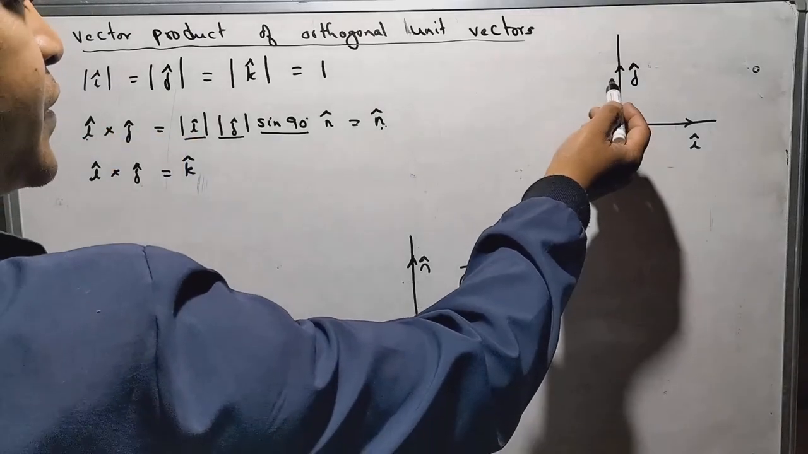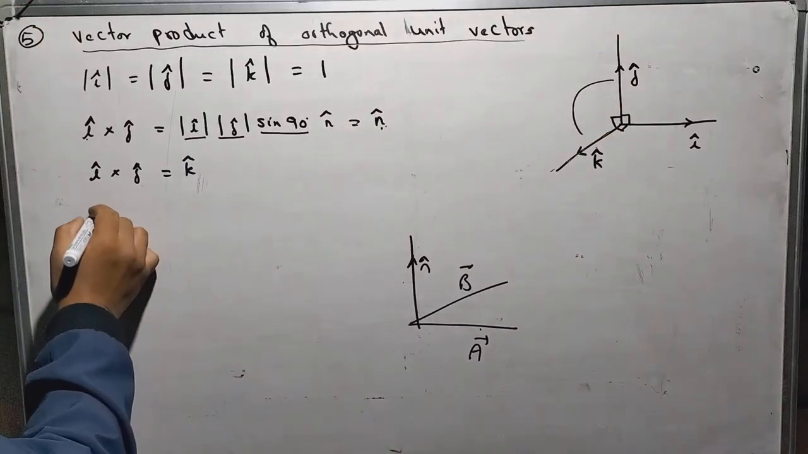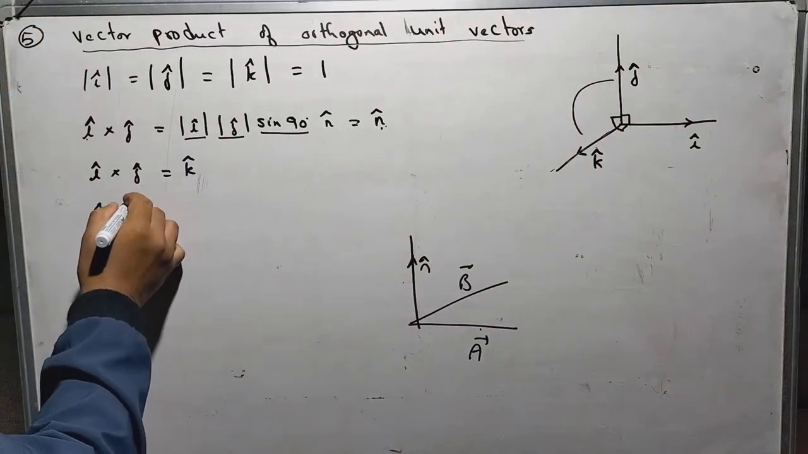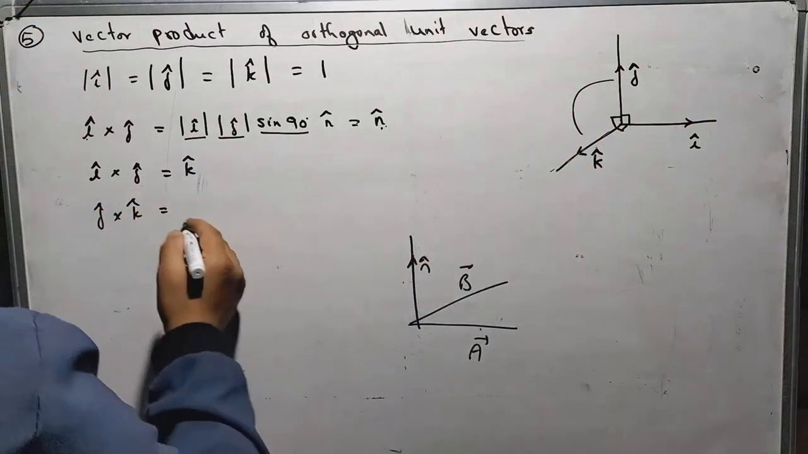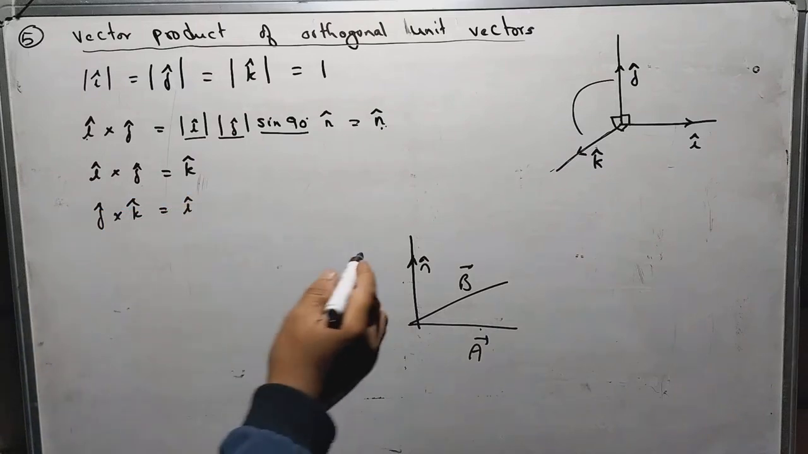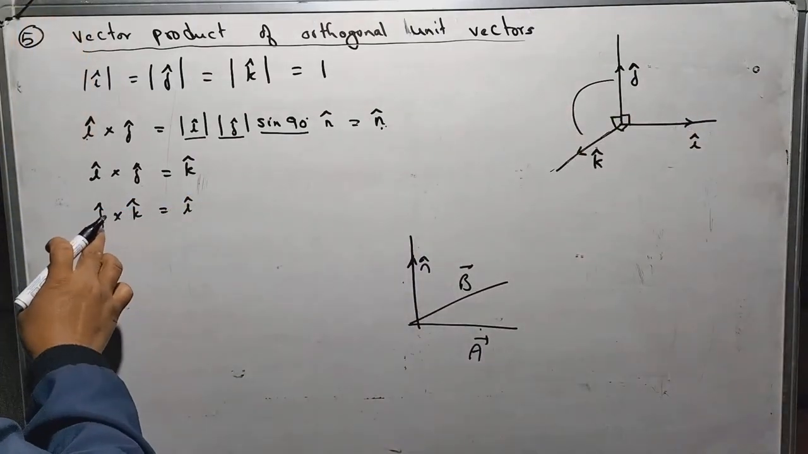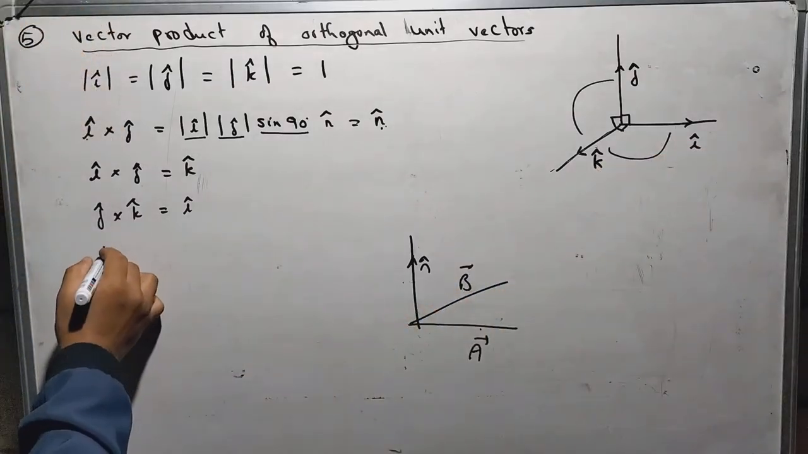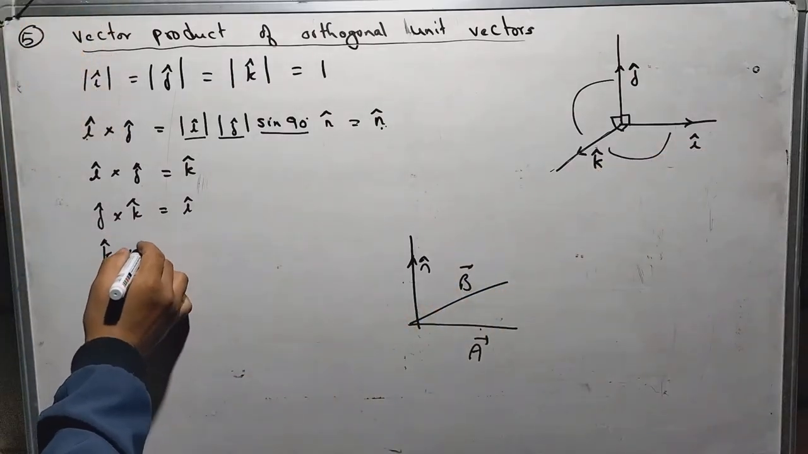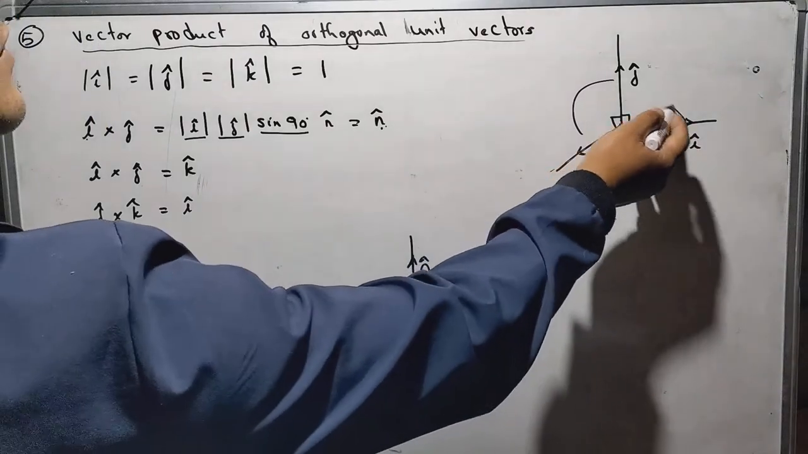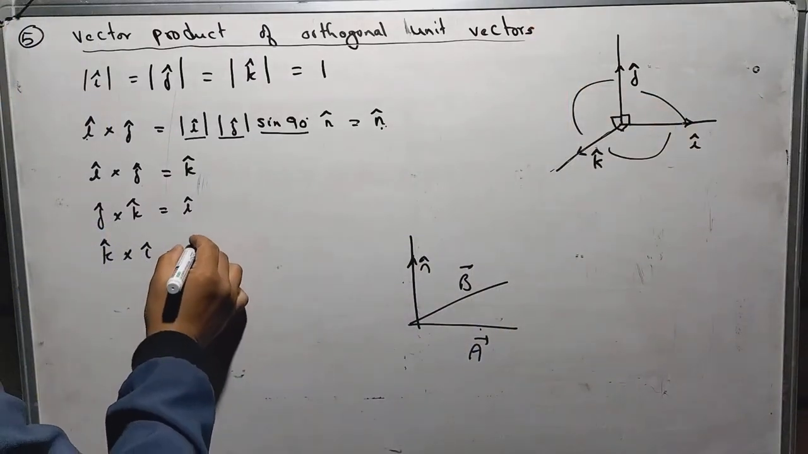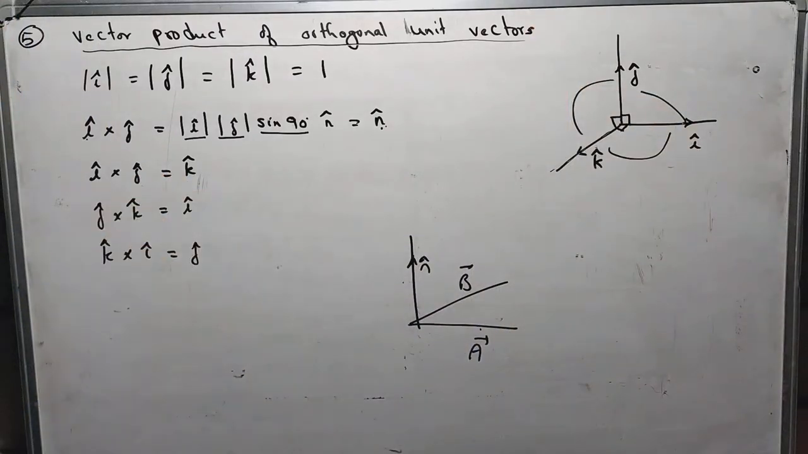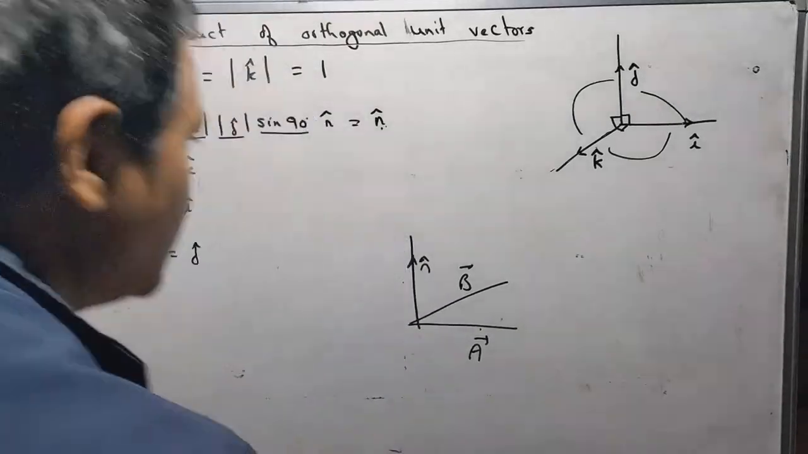Similarly, if you take j cross k, you will get i cap. You'll get a vector which is perpendicular to both j cap and k cap. And if you take k cross i, then you will get the third vector, that is j cap. Alright?